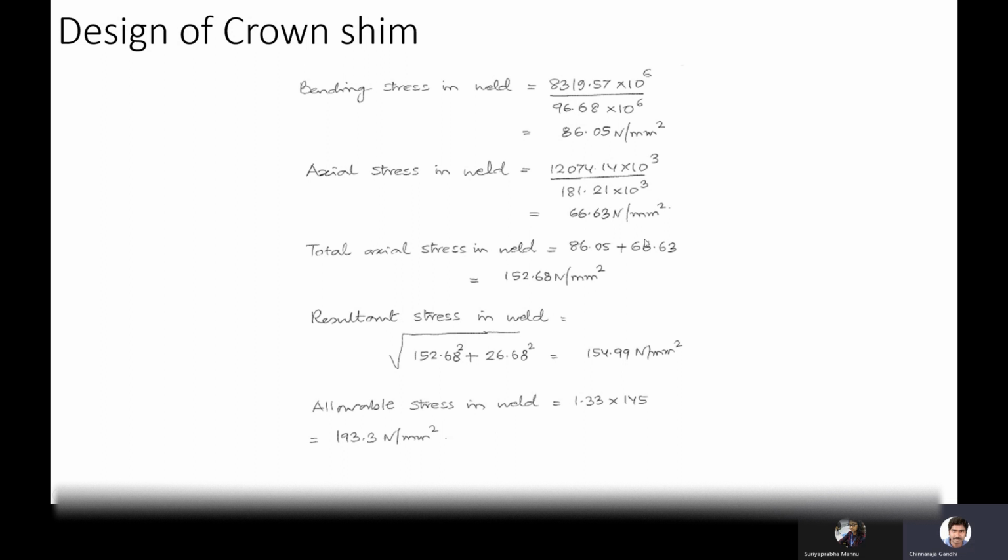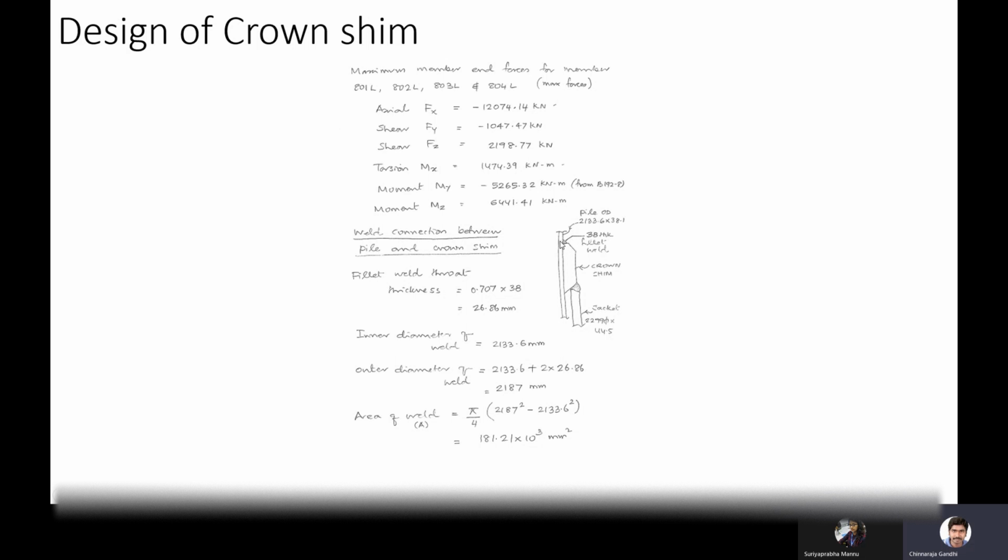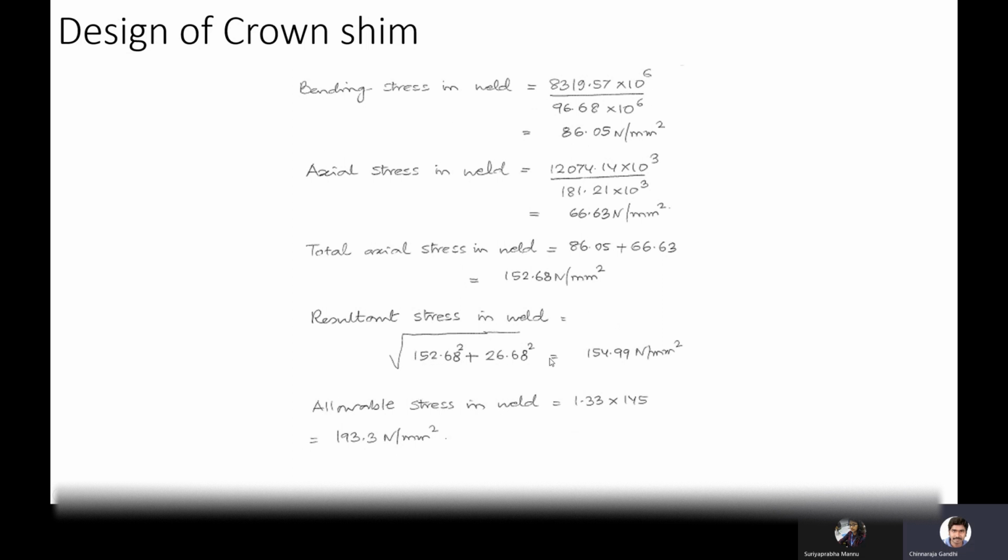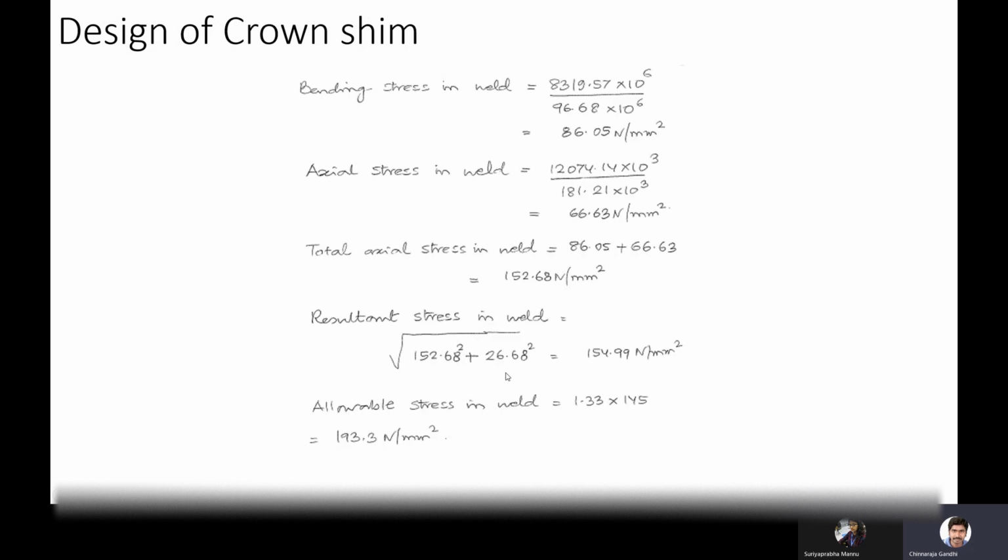These axial stress and the bending stress combinedly are going to act over here for this weld. For that, we have to take the resultant of this 152.68 squared plus 26.68, which we have already calculated here, the lateral shear. All the shear we have combined here. So this one is 154.99 Newton. This is the stress in the weld. This is the actual stress.